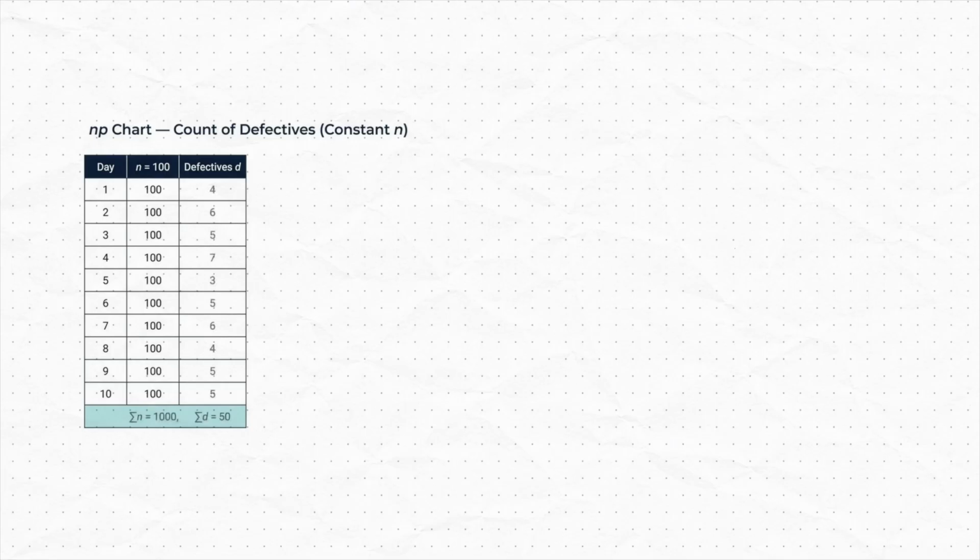For 10 days, we pulled exactly 100 units per day from final inspection, and we recorded the number of defective units each day. And across all 10 days, we found 50 defectives in total out of 1,000 units inspected. Now, let us build the chart from this data.